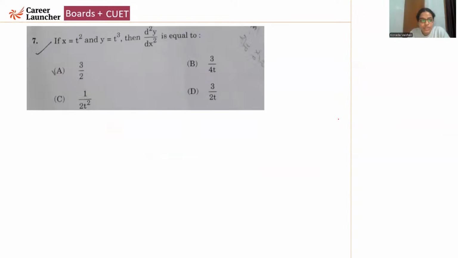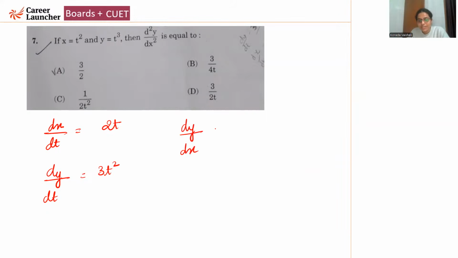Now let us move on to question number 7. Question number 7 says we have to calculate the double derivative, the second derivative. First of all, let's calculate dx by dt, which is going to be 2t, and dy by dt, which is equal to 3t square. Now calculate dy by dx, which is 3t square divided by 2t. So this is going to be 3 by 2 t. And if you again differentiate this, you will get the answer as option A.